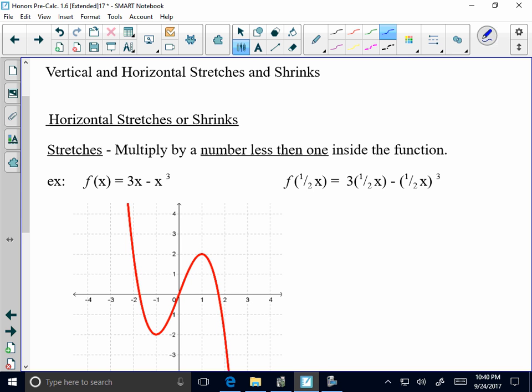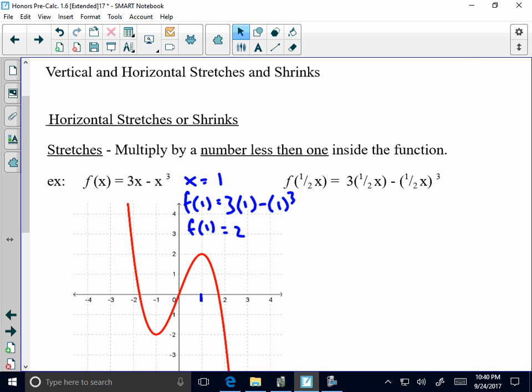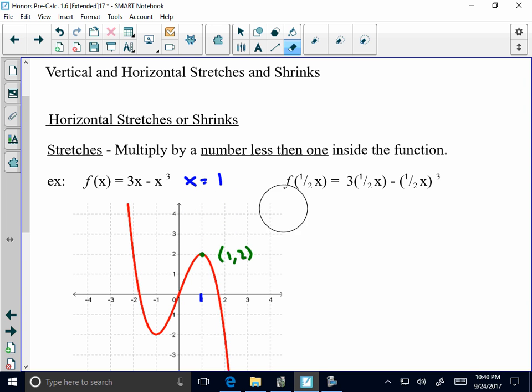Now, in general, what I'm going to do is just plug in an x value. I'm going to say x equals 1. When we plug in 1, we've got f of 1 as 3 times 1, minus 1 cubed, which gives us f of 1 as 2. And that gives us, of course, the ordered pair right here. That is the local max. It is 1, 2. I'm going to erase some of this so we've got a little more space to work.